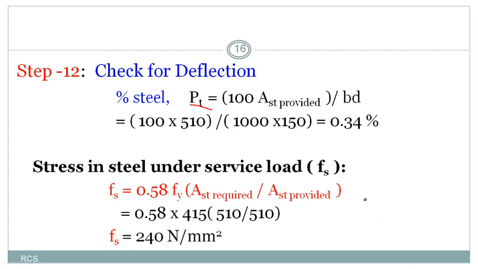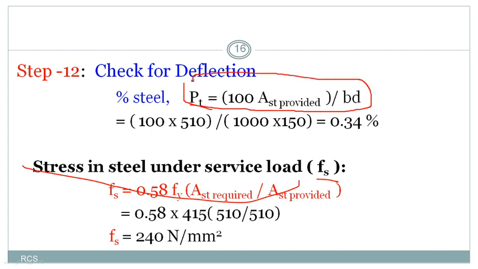And Fs value. Fs is what? The stress in steel under the service load, that can be calculated by Fs = 0.58 Fy times AST required by AST provided, and the percentage of steel can be calculated by the formula 100 AST provided by BD. So AST is 510, B is 1000 mm, and D is the effective depth. If we calculate that, we'll get the percentage of steel provided as 0.34 percent.